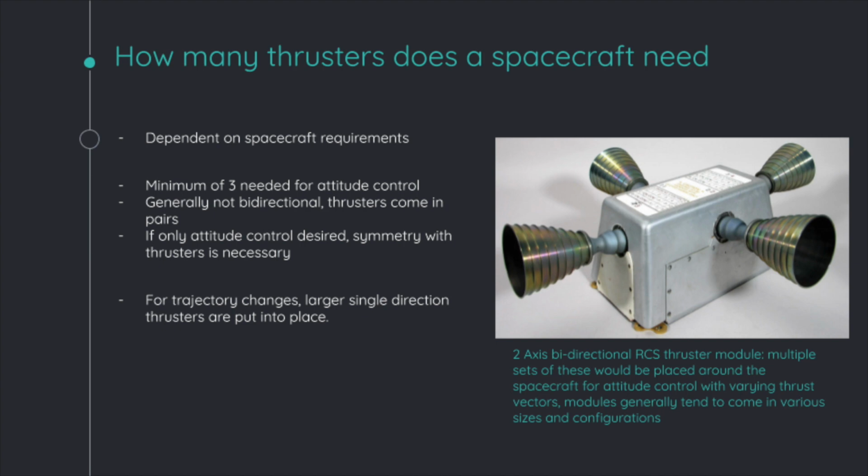For a thrusting configuration rather than attitude control, larger single directional thrusters are put in place generally in line with the center of gravity, and the number of delta V thrusters needed will also entirely depend on requirements.